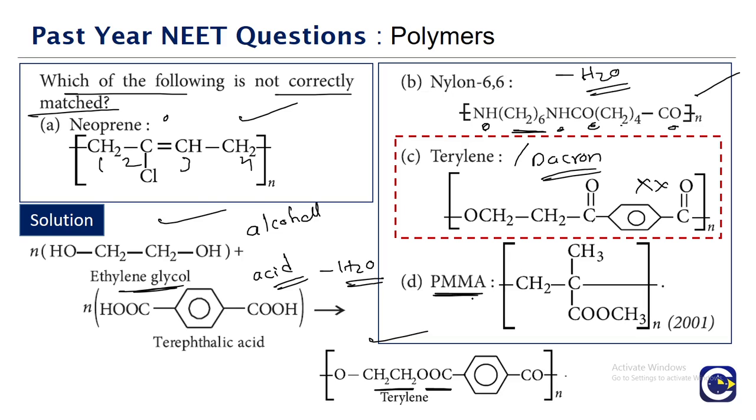PMMA, it is a short form for polymethyl methacrylate. Okay, so this is a homopolymer of methyl methacrylate, and that structure is the correct one. So the one that is not correctly matched is terylene.